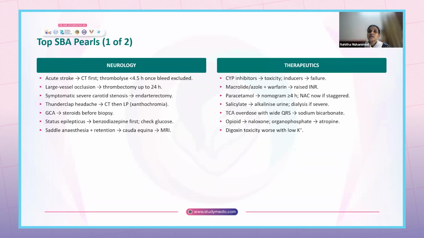Paracetamol, NAC. Salicylate poisoning, alkalize the urine, dialysis if severe. Tricyclic antidepressant overdose with wide QRS, sodium bicarbonate. Opioid poisoning, naloxone. Organophosphate poisoning, atropine.